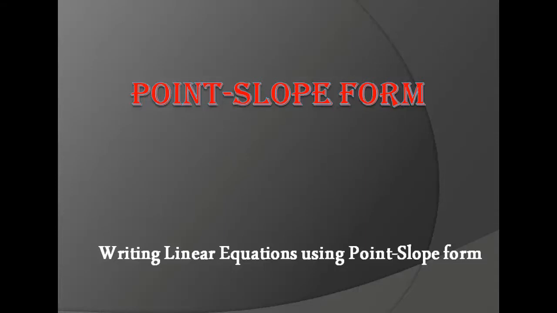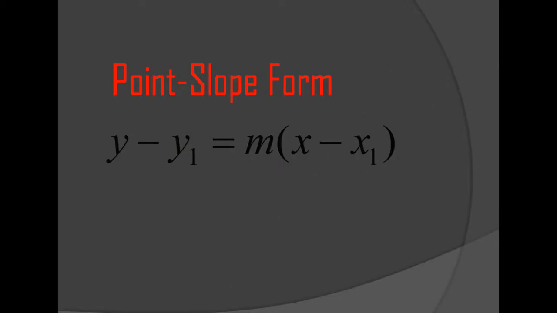Today we're going to look at writing linear equations using point-slope form. So far, most of the time where we've been dealing with linear equations and writing linear equations, we've been using slope-intercept form. Now we're going to look at something new, point-slope form. So point-slope form looks like this. y minus y1 equals m times the quantity x minus x1.